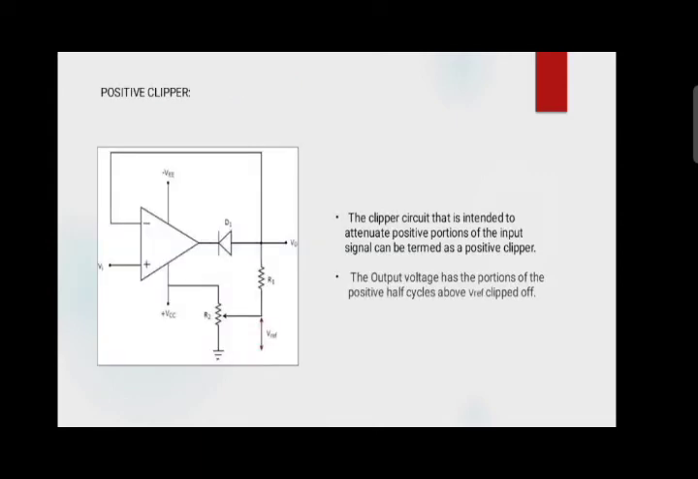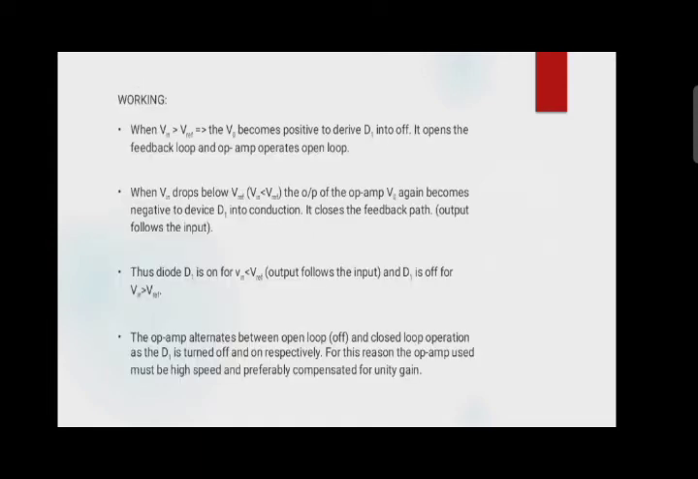This is the figure of the positive clipper. There is a diode D1 at the output terminal of the op-amp, and we apply the reference voltage through the resistance R1, and we apply the input voltage to the non-inverting terminal of the op-amp. There is a power supply plus VCC, that is plus V saturation, and minus VEE, that is minus V saturation. The positive clipper is the circuit that clips the positive portion of the input signal. The output voltage has the portion of the positive half cycles above the V reference clipped off.